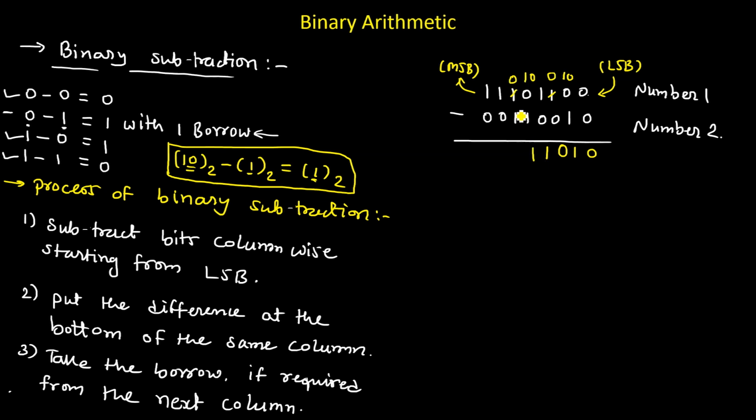Next one, 0 minus 1, we have to take again the borrow from the next column, so we get 1 0 minus 1, so we get 1. 0 minus 0, we have 0, and 1 minus 0, so we get 1. So this one is the final answer in the given question. Okay, this one is the final answer.